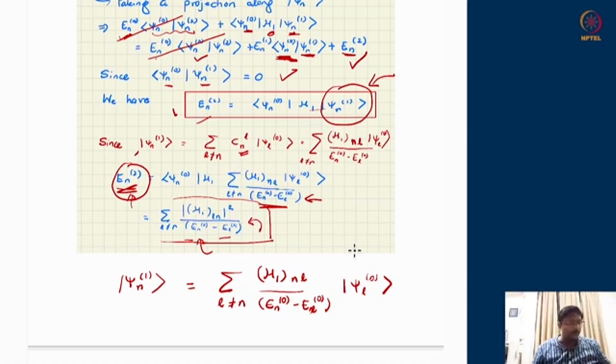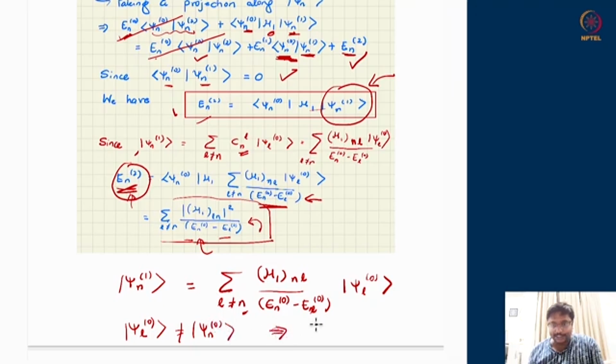Not necessarily only first few states. All the states have to be summed over. Now, L cannot be n. I should not include the wave function for which I am trying to get the correction. But in certain systems, it can so happen that there is a different eigenfunction which has the same eigenvalue. So accidentally, despite psi L0 not being equal to psi N0, still it is possible that you will have En0 equal to El0.